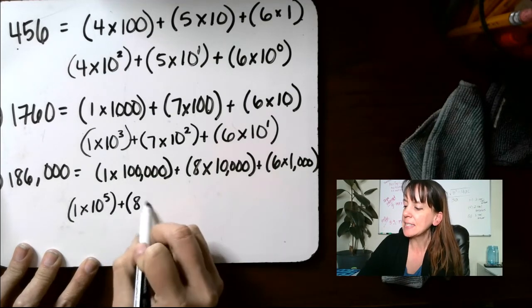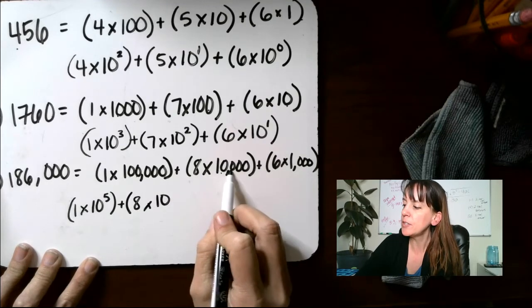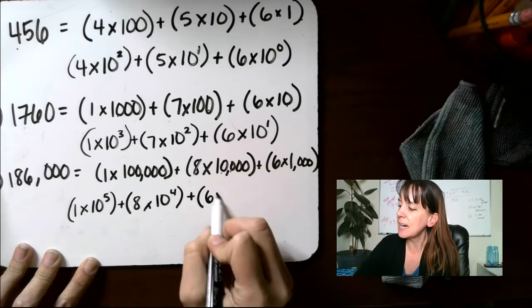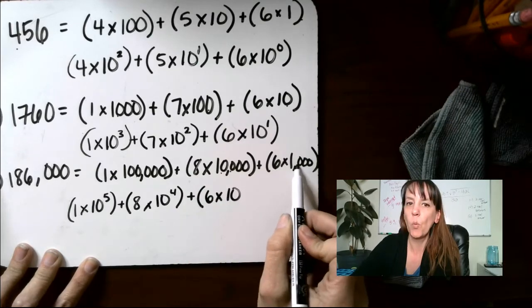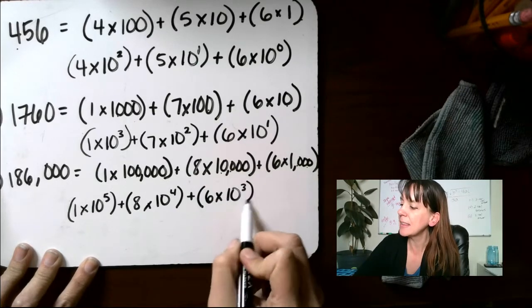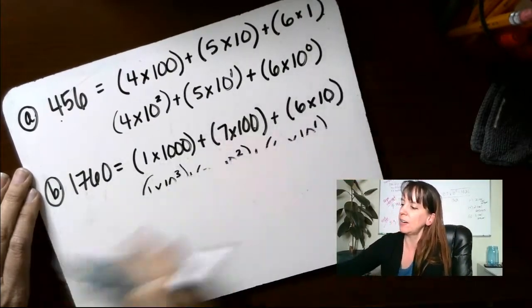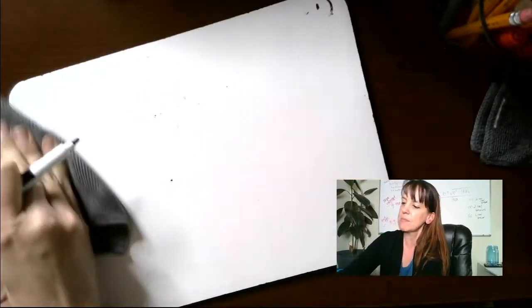Plus 8 times 10 to the 1, 2, 3, 4 spot. Plus 6 times 10 to the 1, 2, 3 spot. That is your final answer for C. All right, guys, let's simplify these other ones that are on the next page.